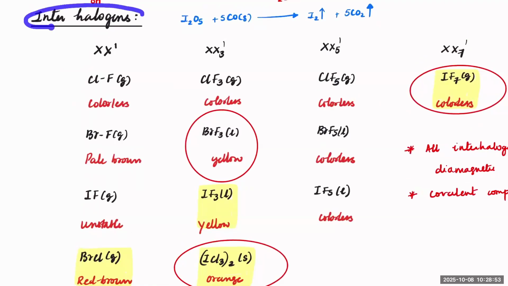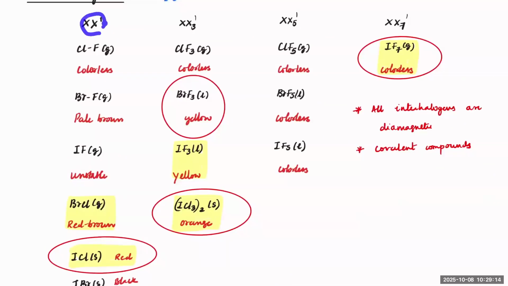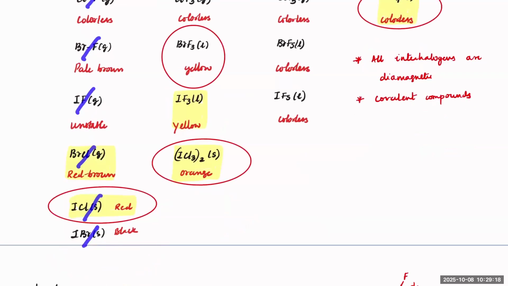Interhalogens are XX', XX3', XX5', and XX7'. Whenever we have this, the X' is always more electronegative and X is always less electronegative. So that's why you will see XX', you can have ClF, BrF, IF, BrCl, ICl, IBr. These are the ones which you can get.